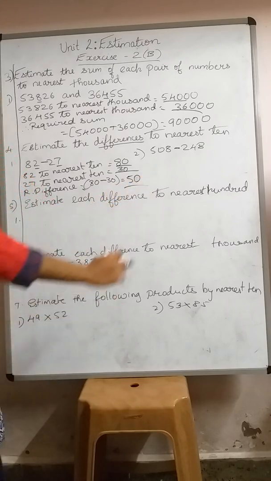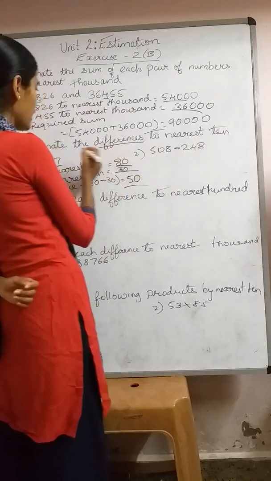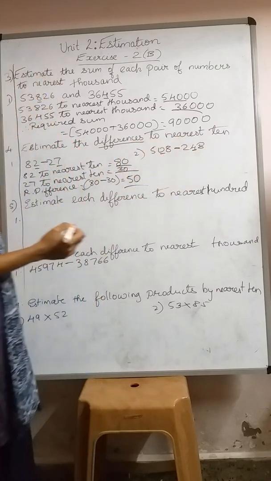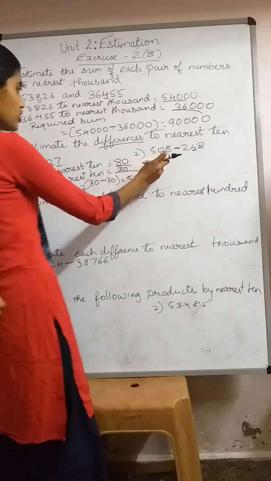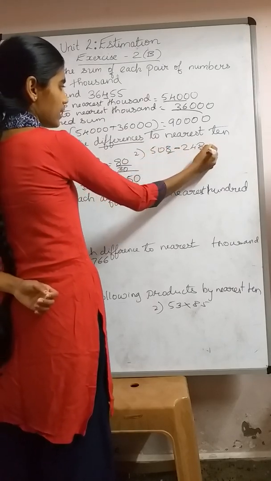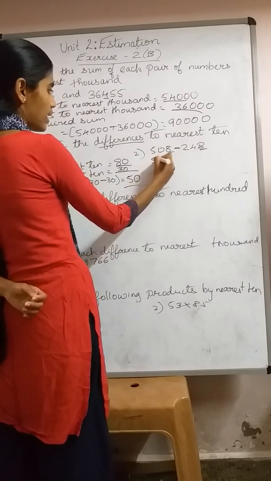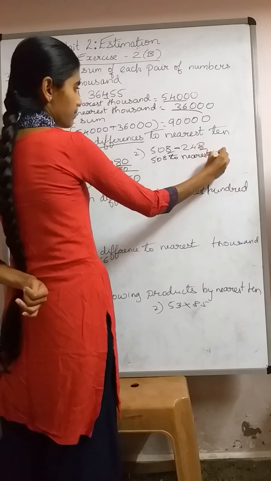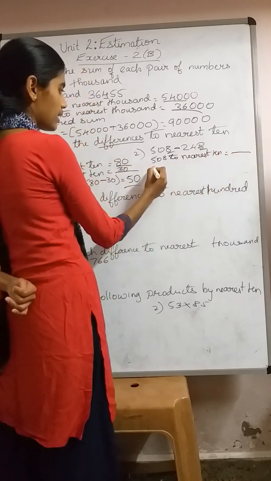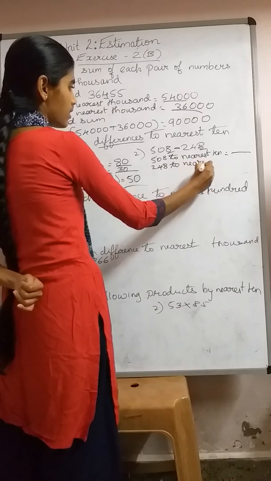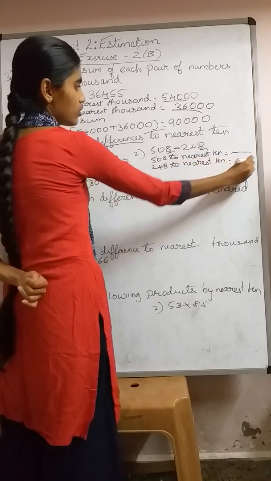Okay. Let us move to the next one. We have to find the differences to the nearest 10. See here, which place? We should see the ones place, not the hundreds place. Next, what we need to do? 508 to the nearest 10 equal to how much? Then 248 to the nearest 10 is equal to how much?